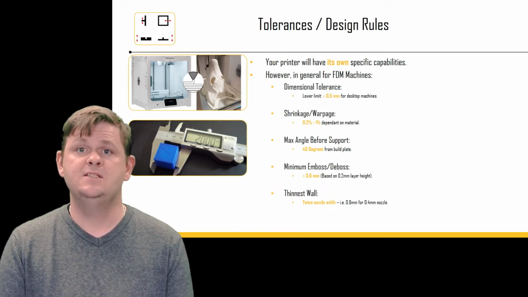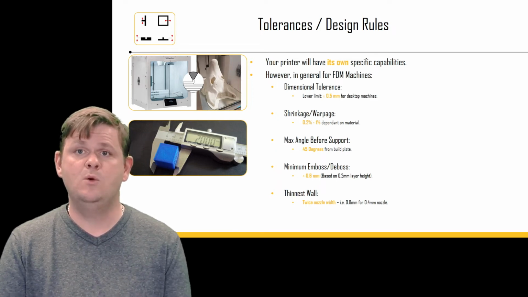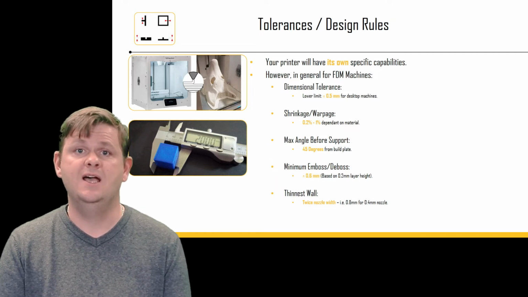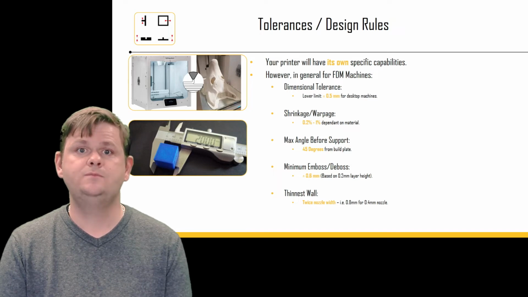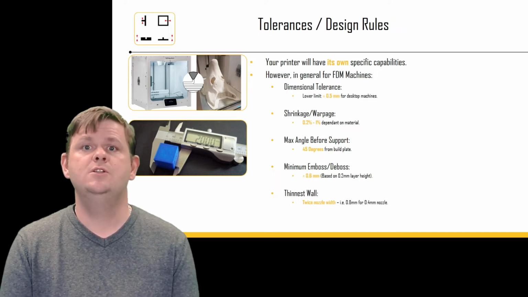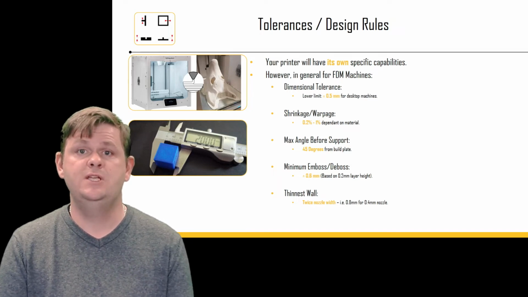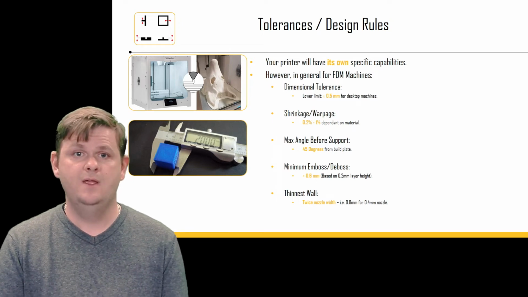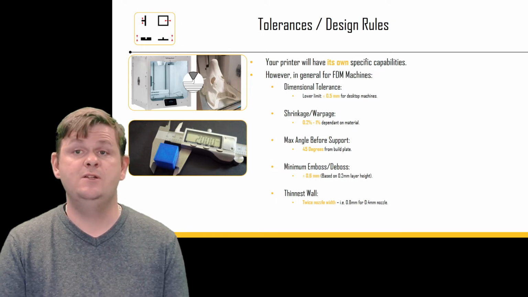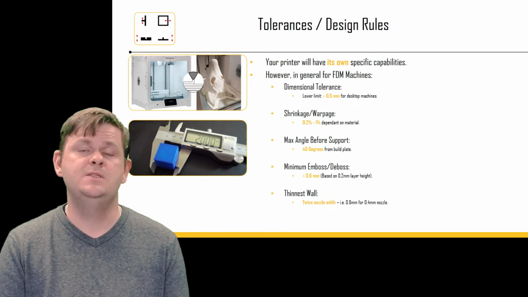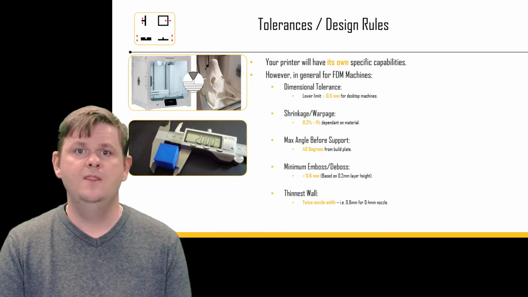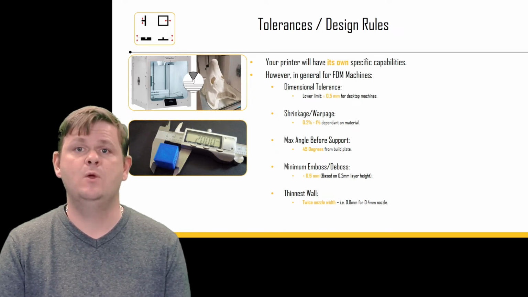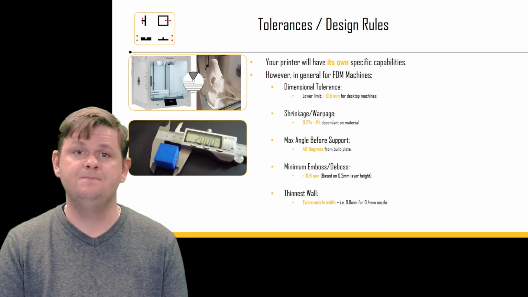Each FDM printer has its own specific capabilities, and it is always worth reading the manufacturer's design guide to ascertain these tolerances. That said, as a rule of thumb, the dimensional tolerance of FDM machines is 0.5mm. Shrinkage or warping is between 0.2 and 1% depending on the material you use. The maximum angle before support materials are required is usually 45 degrees.